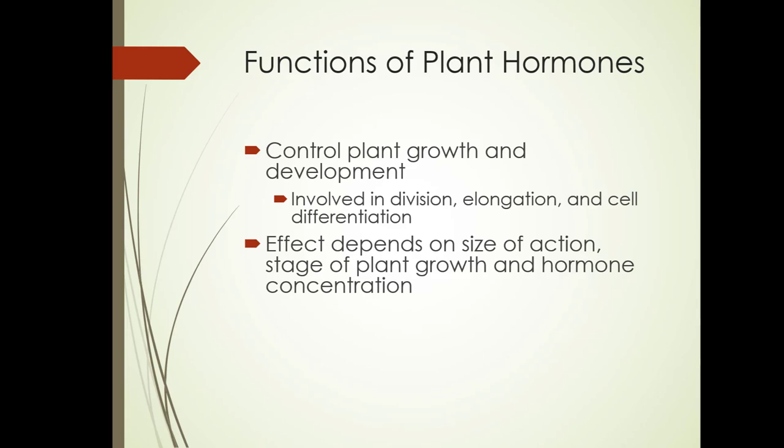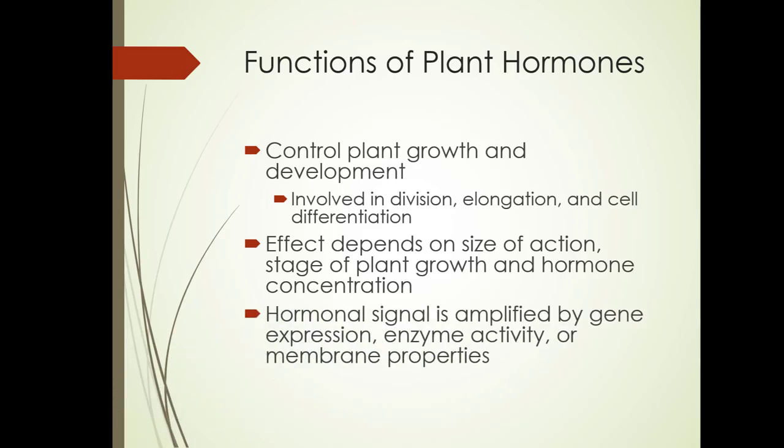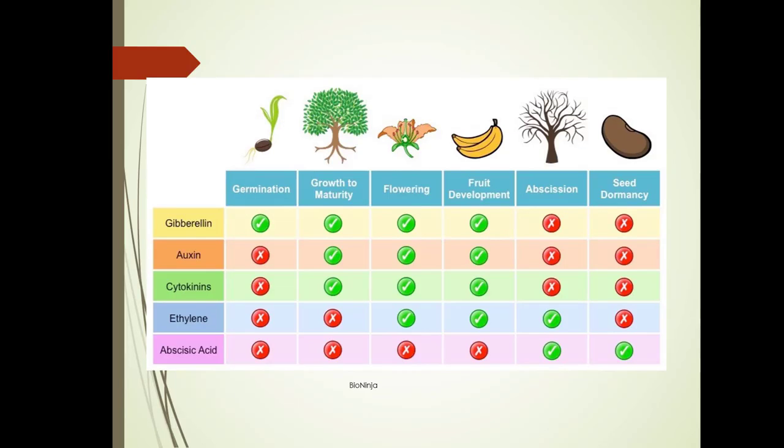The effect depends on the size of the action, the stage of the plant growth, and the hormone concentration. Hormonal signals are amplified by gene expression, enzyme activity, or membrane properties. Here's a chart of the main hormones that we're talking about. We've got gibberellin, auxin, cytokinins, ethylene, and abscisic acid.